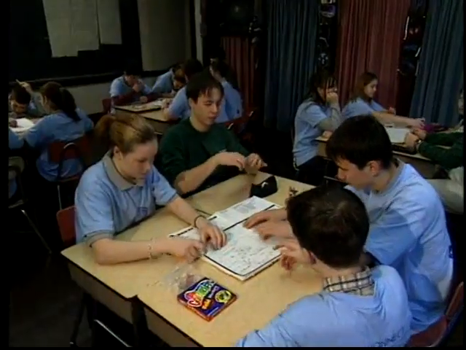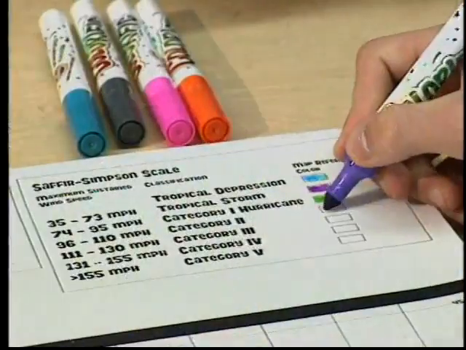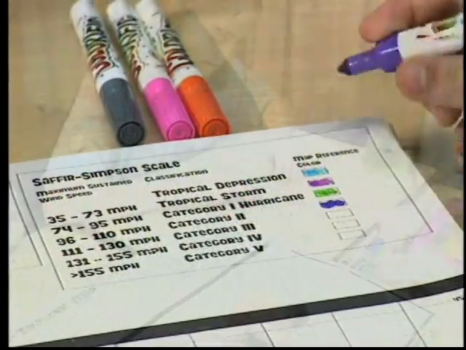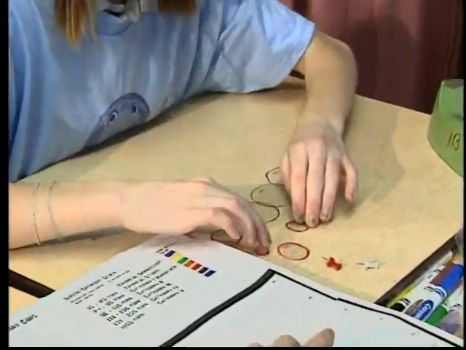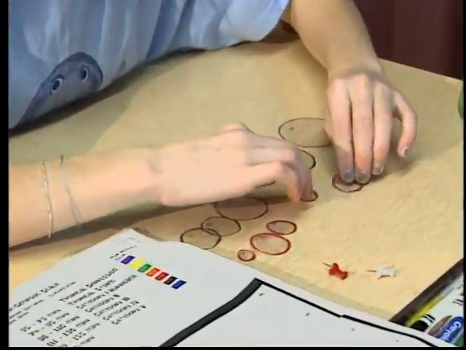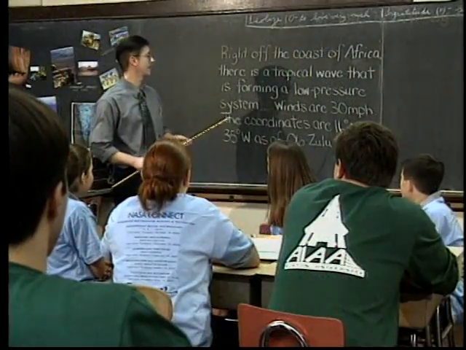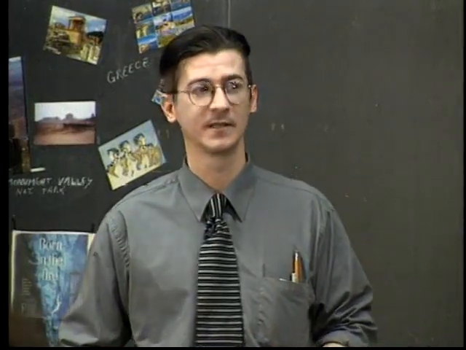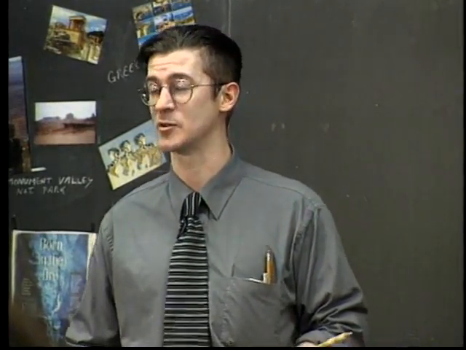First, construct your game board following the directions on your student direction sheet. The Saffir-Simpson scale tells you the classification of a storm by its wind speed. In this game, discs represent tropical storms and hurricanes, categories 1 through 5. Right off the coast of Africa, there is a tropical wave that is forming a low-pressure system. Winds are 30 miles per hour. The coordinates are 16 degrees north and 35 degrees west as of 06 Zulu time.